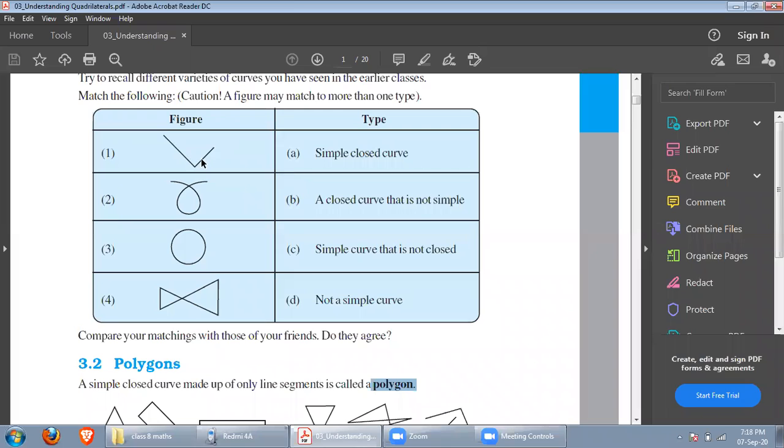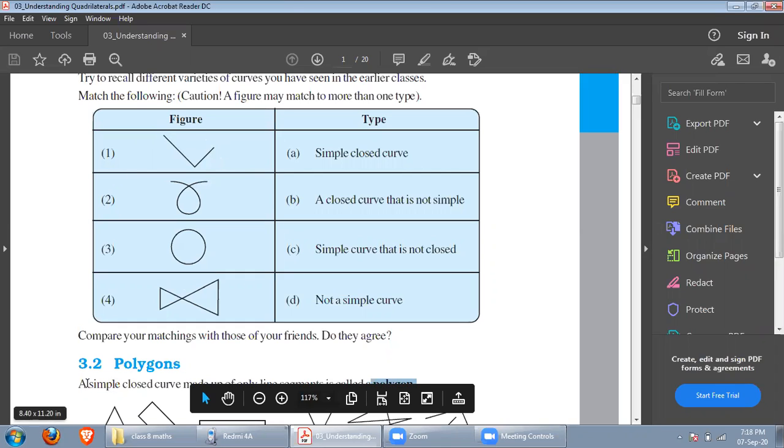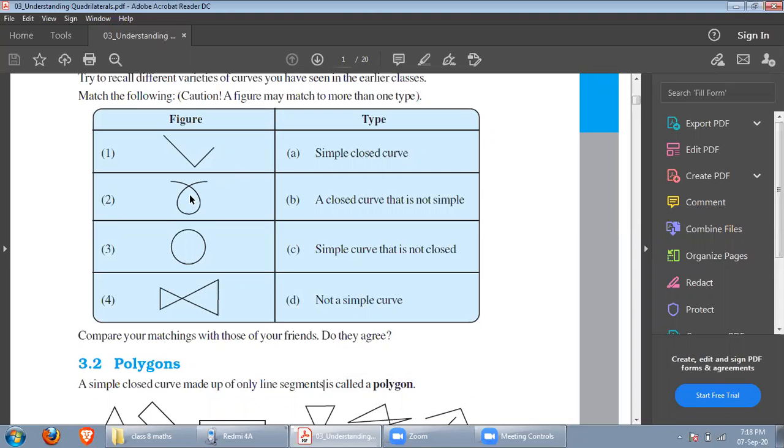It is made of line segments, but it does not cross. It is simple. There are no crossing of lines, but it is not closed. So 3 properties are there. It should be simple, it should be a closed curve, and it should be made of only line segments. So now 3 criteria are needed. In number 2, it's not a simple curve. It is closed, and it is again not made up of line segments. So again, number 2 is not a polygon.